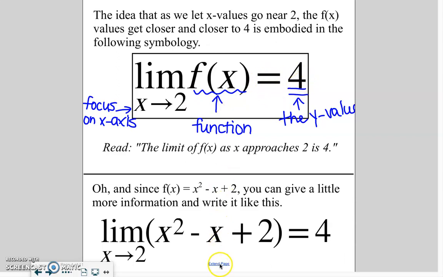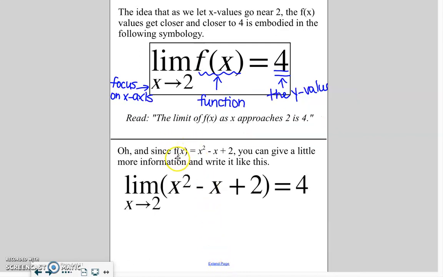Okay, now we could be more specific because we did know the equation that modeled our specific example was x squared minus x plus 2. So in place of f of x, we would actually make this more proper by putting the function in its place. So we would say the limit of x squared minus x plus 2 as x approaches 2 is 4.